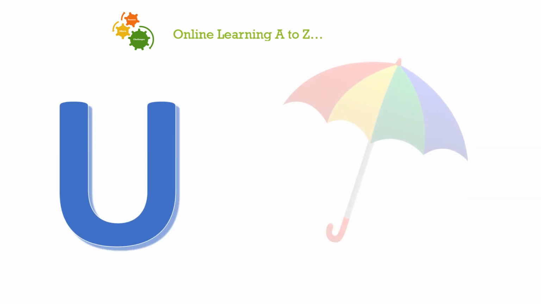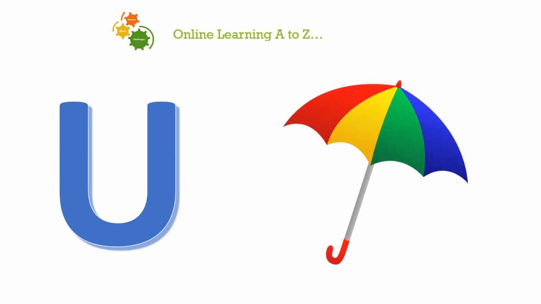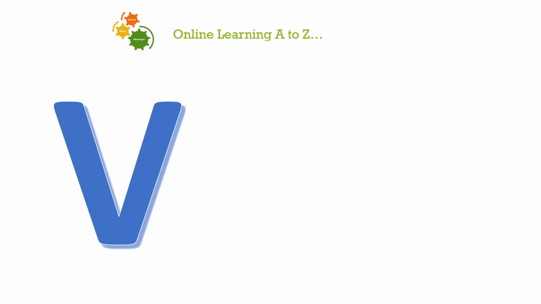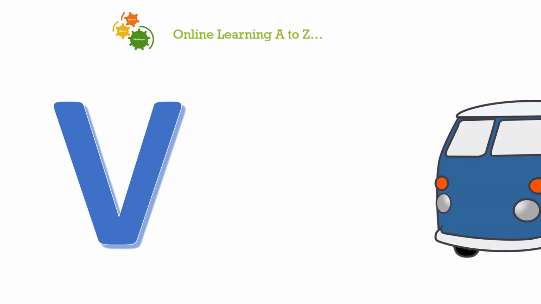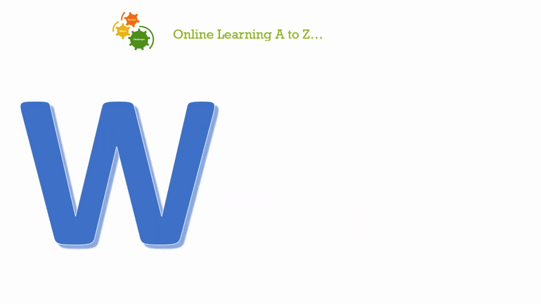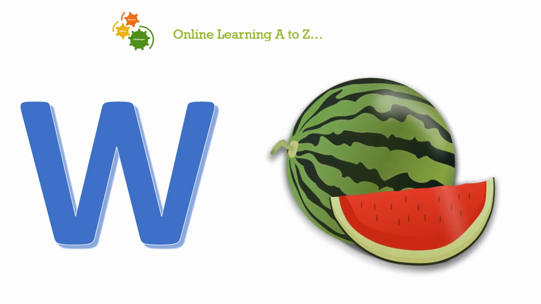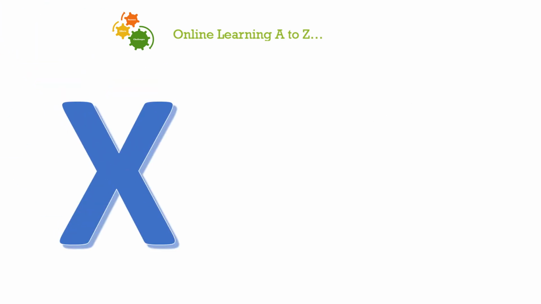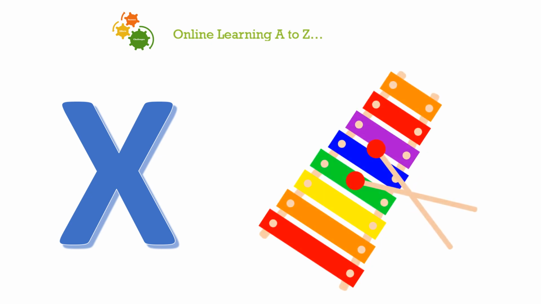U. U is for umbrella. V. V is for van. W. W is for watermelon. X. X is for xylophone.